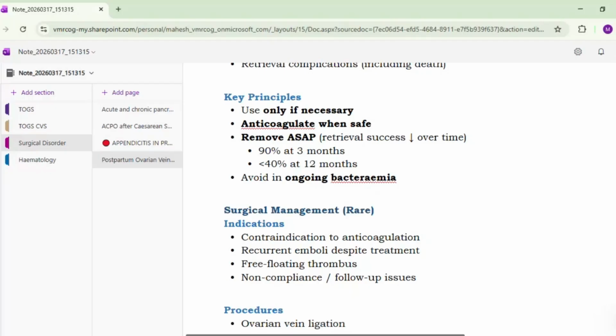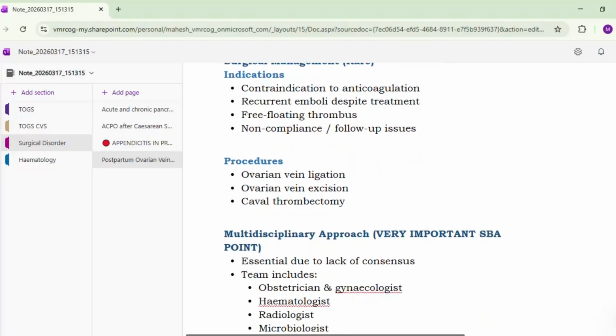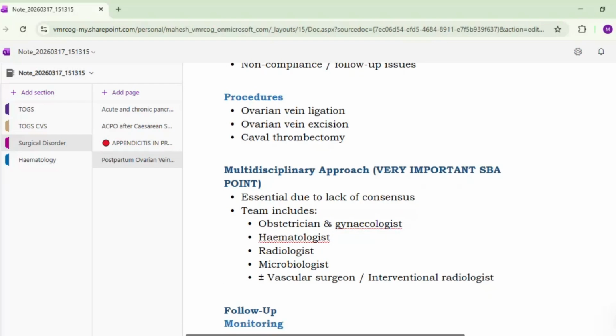The next is the surgical management. Indications for the surgical management are contraindication to anticoagulation, recurrent emboli despite treatment, free floating thrombus, and non-compliance or follow-up issues. So procedures are ovarian vein ligation, ovarian vein excision, and caval thrombectomy. A multidisciplinary approach is essential due to the lack of consensus. So a team approach is required. Obstetrician and gynecologist, hematologist, radiologist, microbiologist, vascular surgeon may be part of the team along with the interventional radiologist.